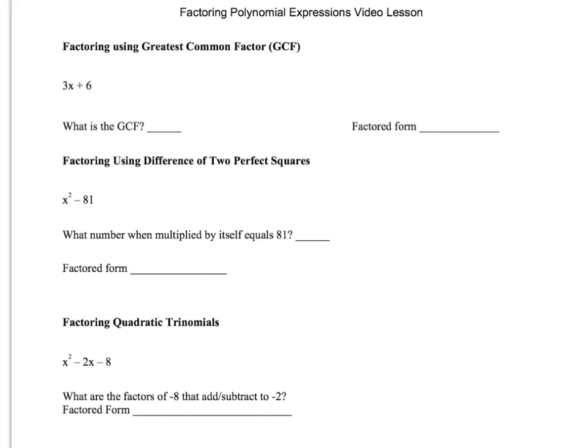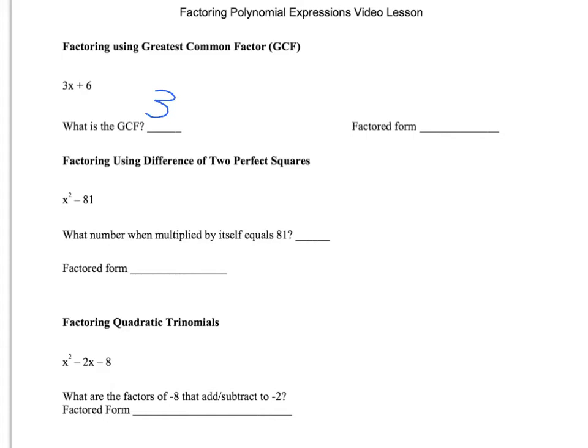This lesson is about factoring polynomial expressions. The first thing we always look for when we factor any polynomial is our greatest common factor, something that is common to every single term. In the first case, we have 3x plus 6. The greatest common factor here is a 3 because 3 will go into both 3 and 6. So the GCF is 3.